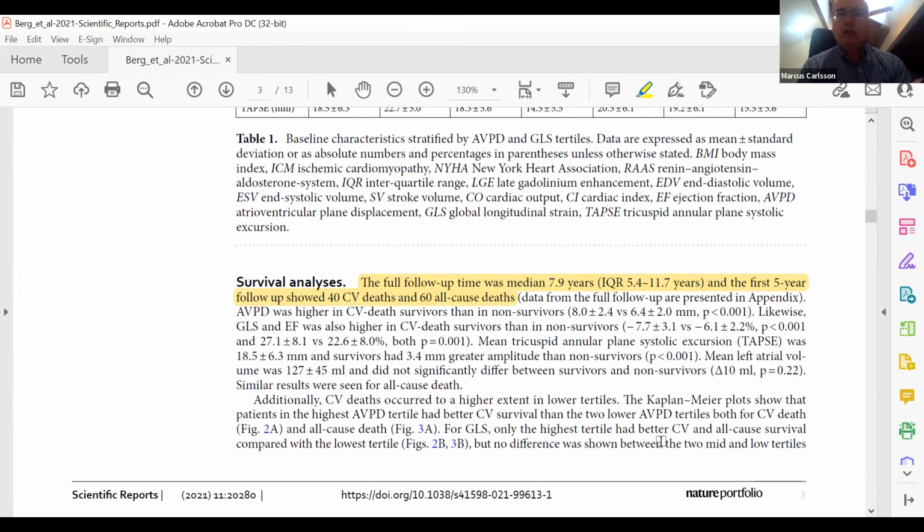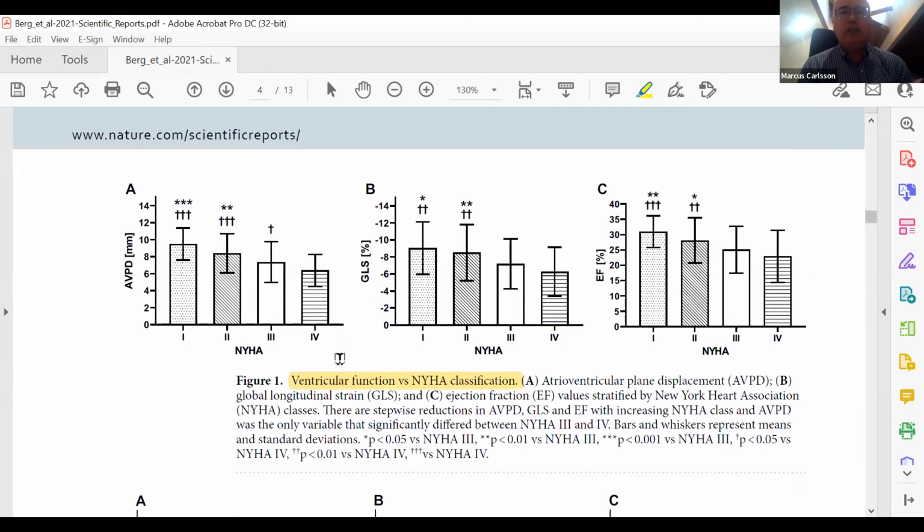And this is showing ventricular function versus NYHA class. On the left, we have AVPD or MAPSE. In the middle, we have GLS, and on the right, we have ejection fraction. And we can see that with worsening NYHA class, the measures decrease, for all three measures. But it's a little bit stronger relationship with AVPD, but generally the same story here, that with worsening function there are also worsening symptoms.